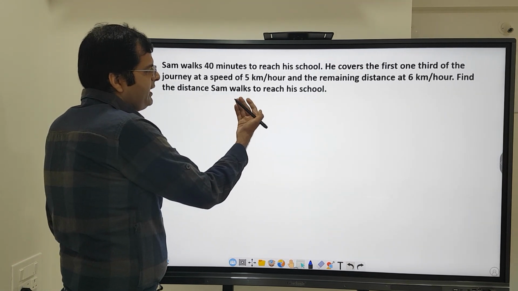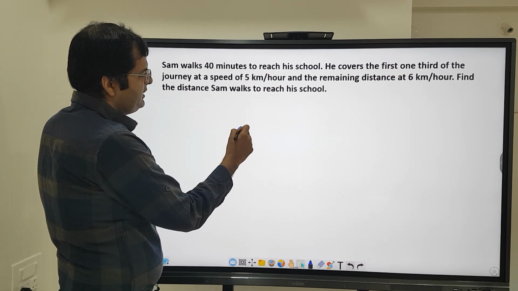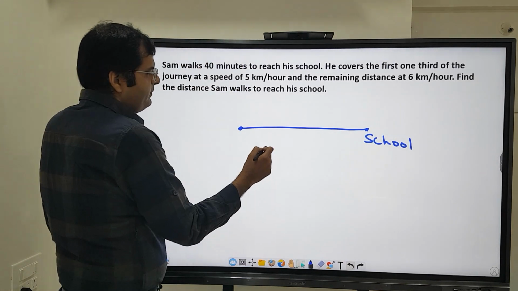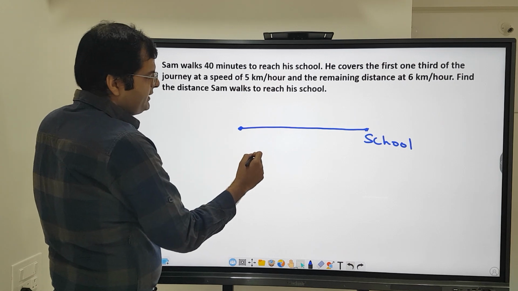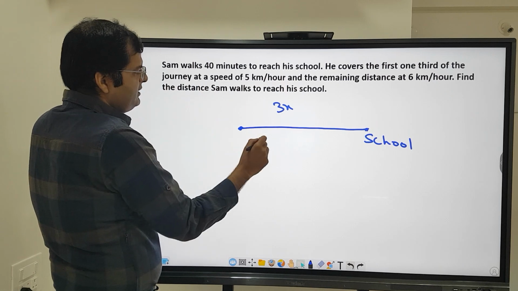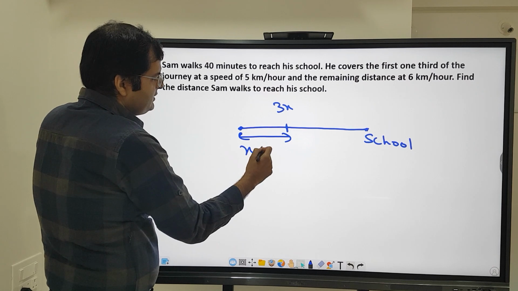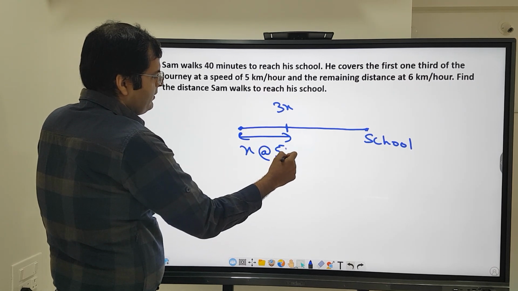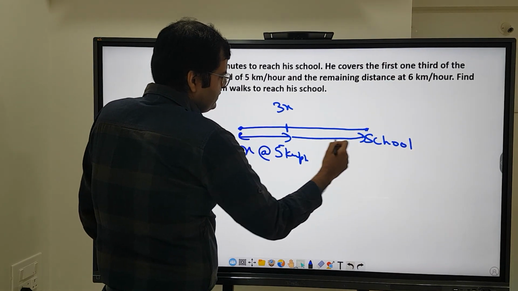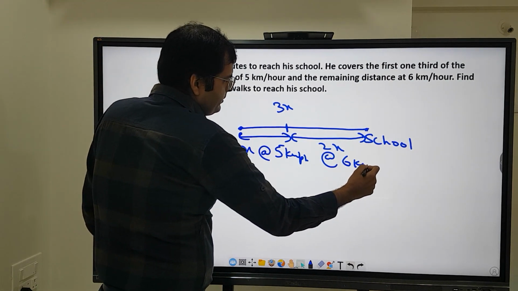So Sam starts from here and let's say this is the school. Now, let us assume that this distance is 3x. The first 1/3 of the journey means till this point, this x distance, is covered at 5 km per hour. I'm writing 5 kmph. The remaining distance, which is the remaining 2/3, that means the remaining 2x, is covered at the speed of 6 km per hour.